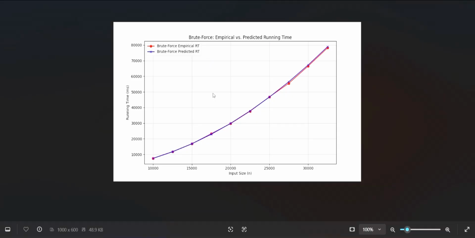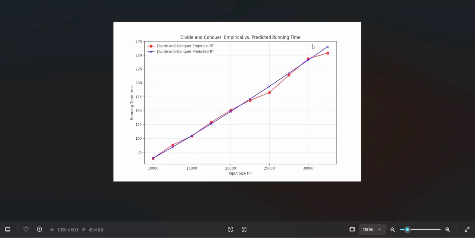Here in the brute force algorithm output, we can compare the empirical versus predicted runtimes with the brute force method. The red and the blue curves are almost overlapping, showing our predicted model fits well. Here, the time increases quadratically with input size, and we can see the divide and conquer output also.